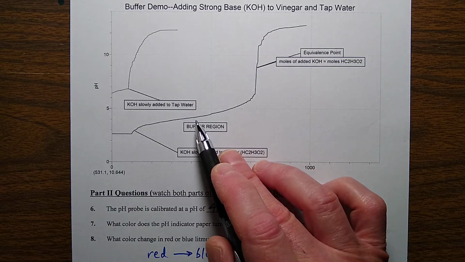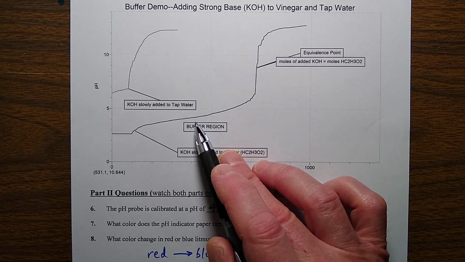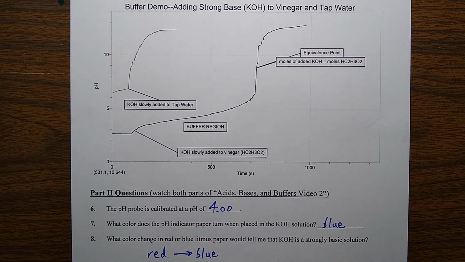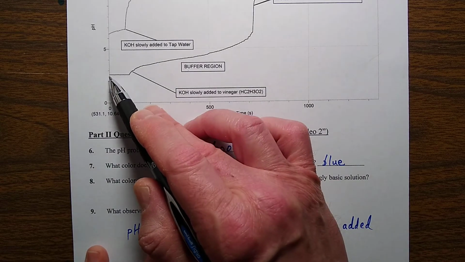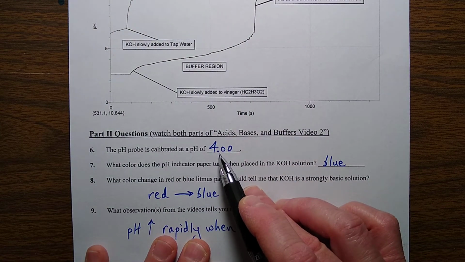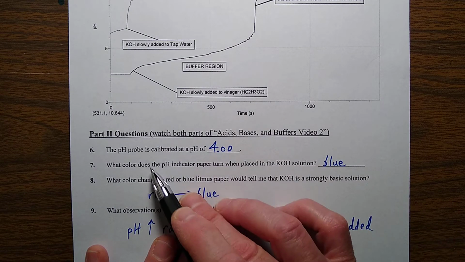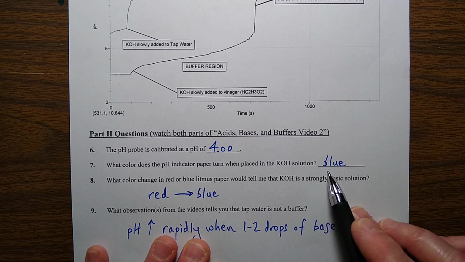It's because in this region you're creating a mixture of acetic acid molecules and its conjugate base, acetate ions. The pH at the beginning was calibrated to be at 4.00. That's the buffer solution I used to calibrate the pH probe. The pH paper I used turns blue in base. That was the answer to number 7.